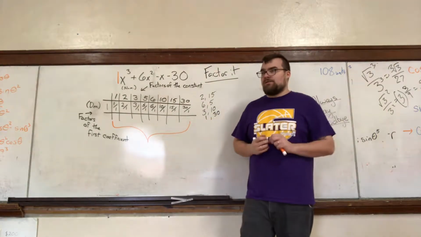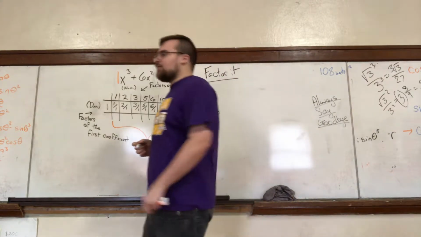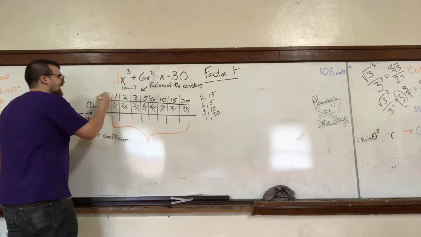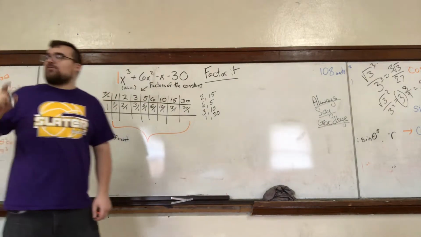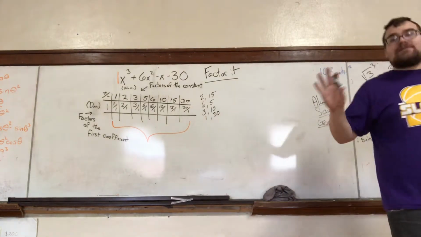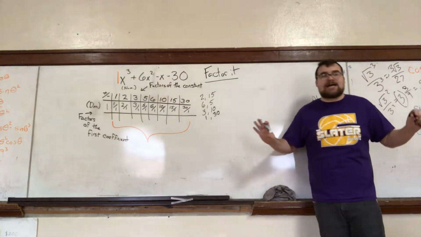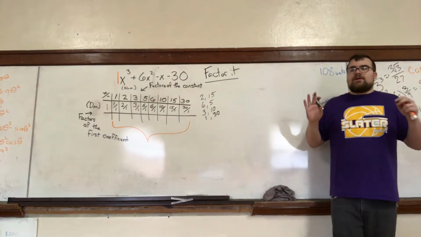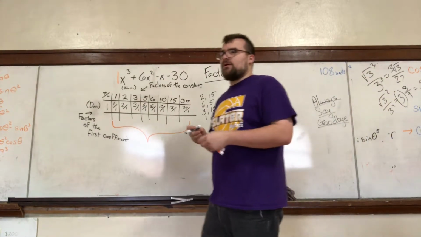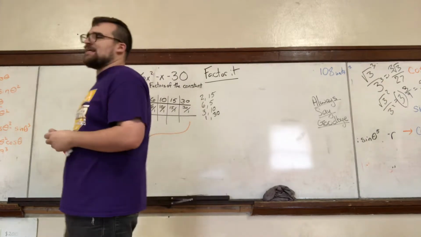But that's not all. Because here's the deal. These can all be positive or negative. Whoa. So there's actually 16 potential factors, which is a lot. I grant you that. That is a lot of factors. How do you think we take these potential factors and determine which one it actually is?